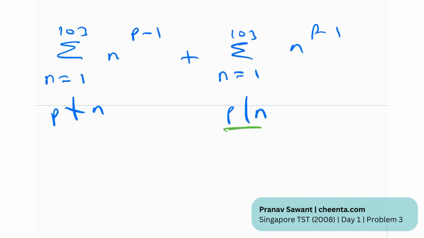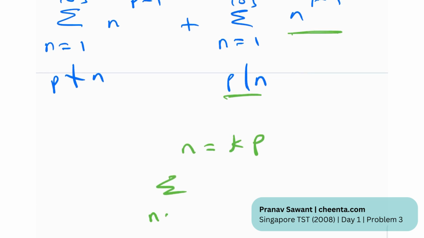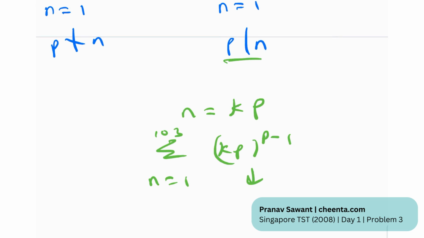Now if p divides n, would this be 0 modulo p? For example, n is some multiple of p. Let's say n is equal to kp. So it will be the summation from n equal to 1 to 103, and if I replace this with kp raised to p minus 1, it is obviously going to be 0. If you take the mod p over here, you get 0, because you effectively have a power of p, and any power of p divided by p has remainder 0.